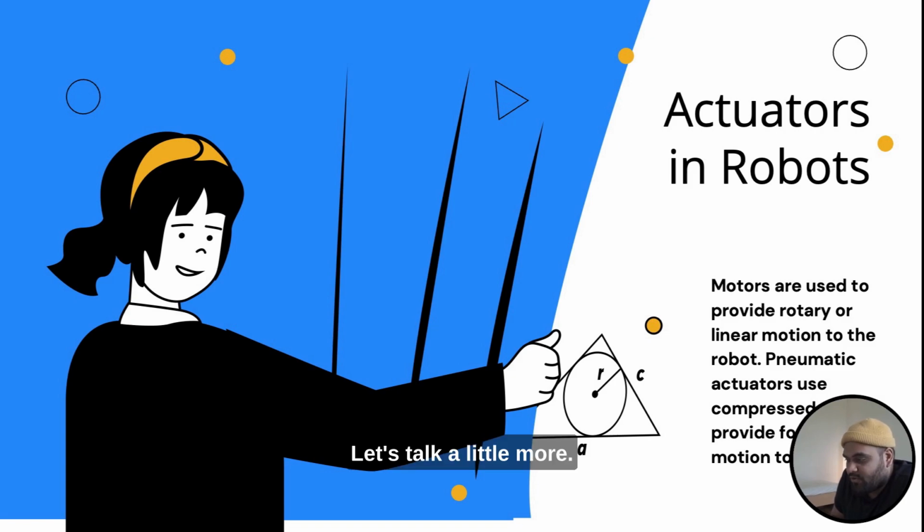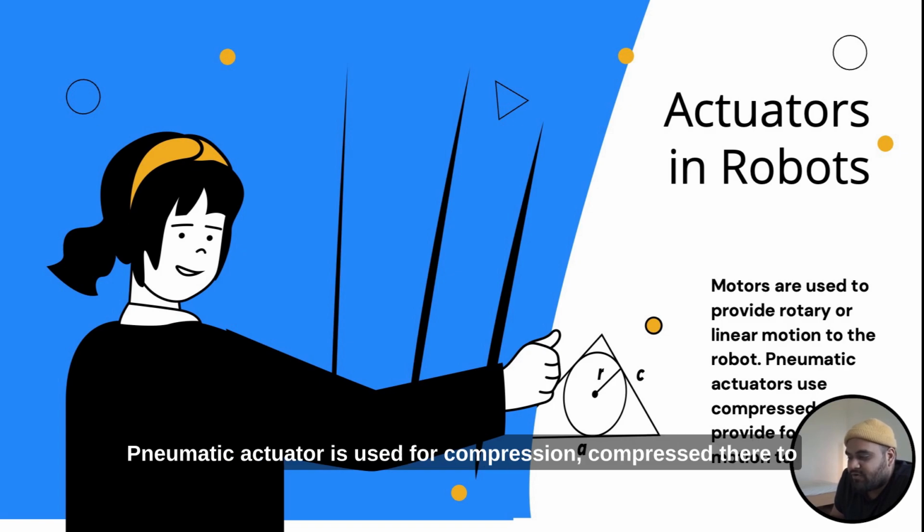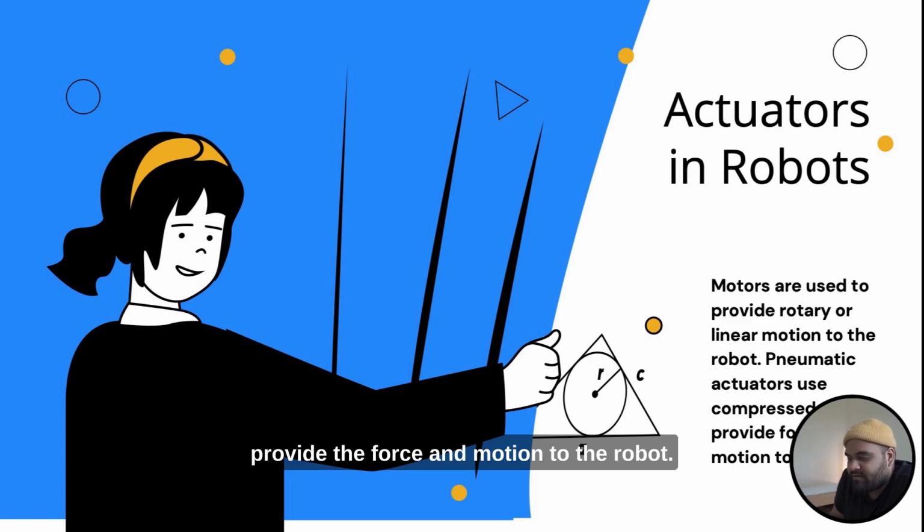Let's talk a little more. Motors are used to provide a rotary or linear motion to the robot. Pneumatic actuators use compressed air to provide the force and motion to the robot. Now, motors are one of the most popular actuators you see in a robot. You will see motors everywhere. These are the same motors that help electric cars move ahead.